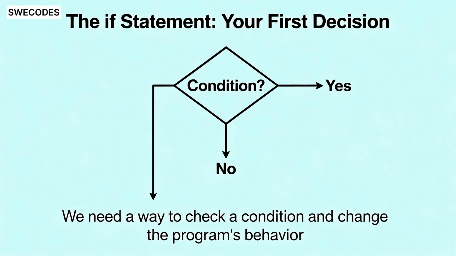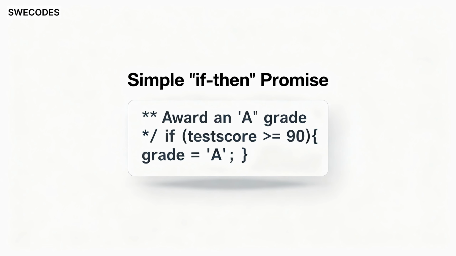We need a way to check a condition and change the program's behavior. The simplest way to do this is with an if statement. It's a simple if-then promise. If something is true, then we will run a specific piece of code. /* award an A grade */ if (testScore >= 90) { grade = A }. Let's break this down. This code has one job, award an A grade, but only if the test score is 90 or higher.